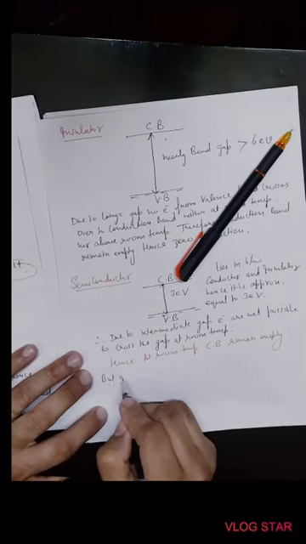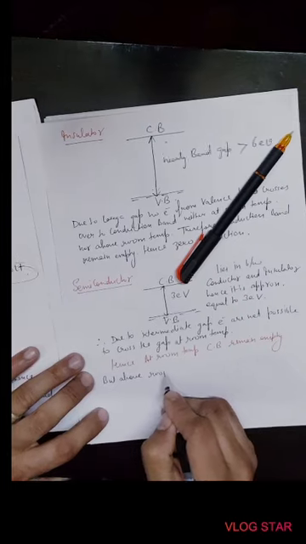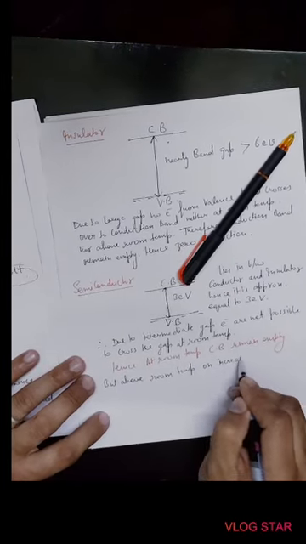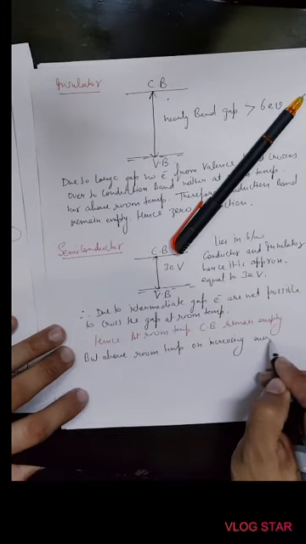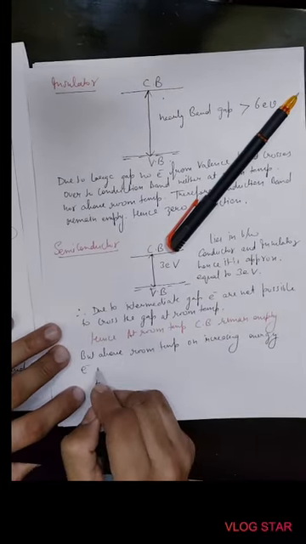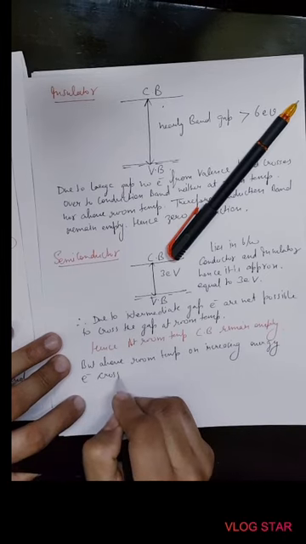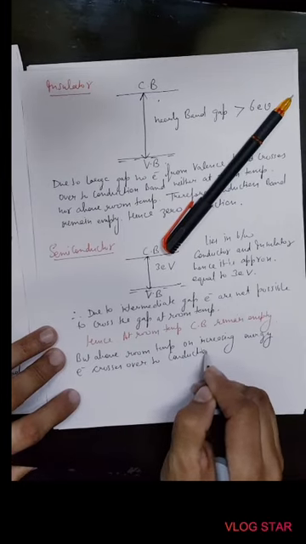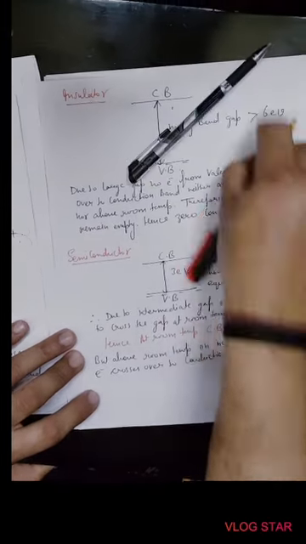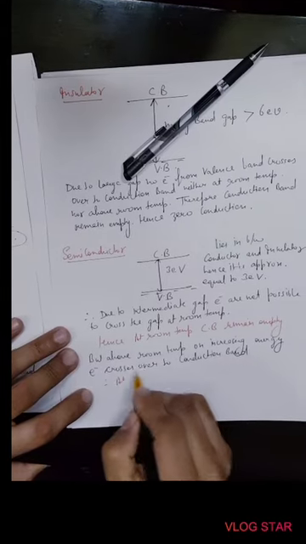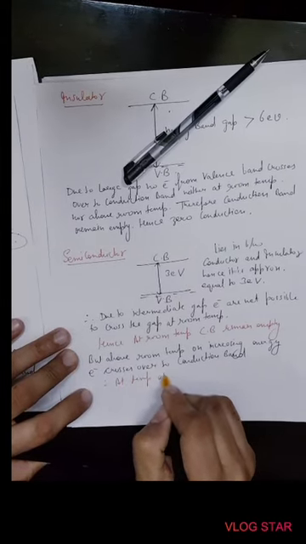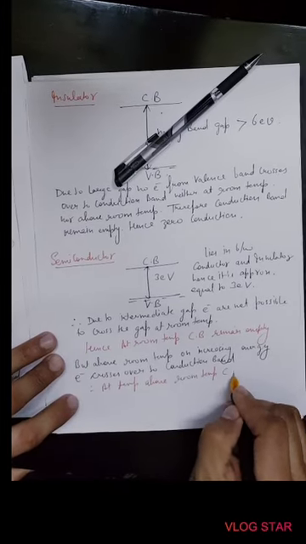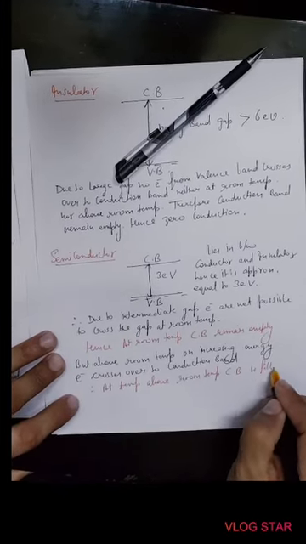But above room temperature, on increasing energy, electrons cross over to conduction band. Therefore, at temperature above room temperature, conduction band is filled.